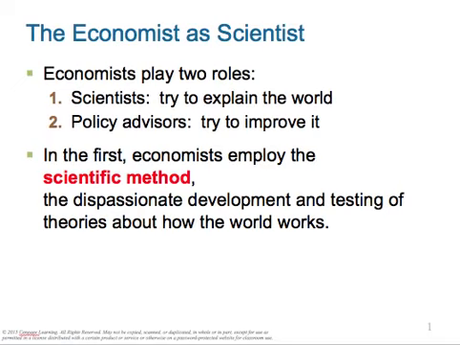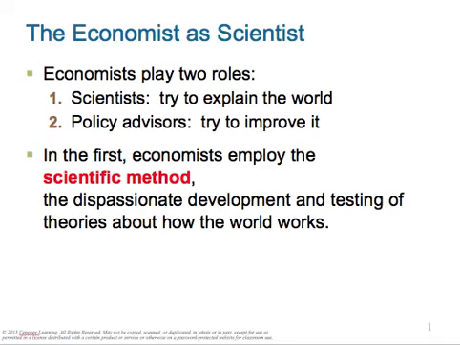So now we look at the economist as a scientist, and the economist plays two roles. First, as a scientist, they try to explain the world. They're a social scientist. Second role is as policy advisors. They try to improve policy.